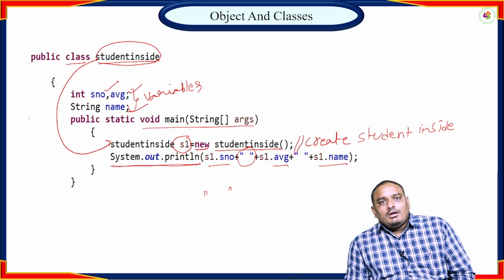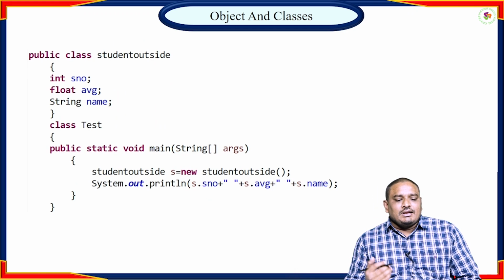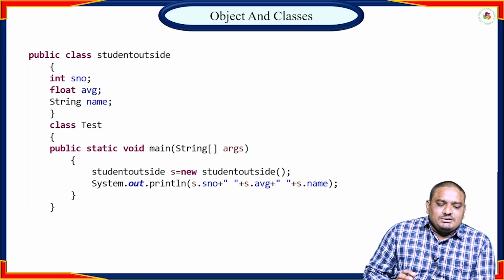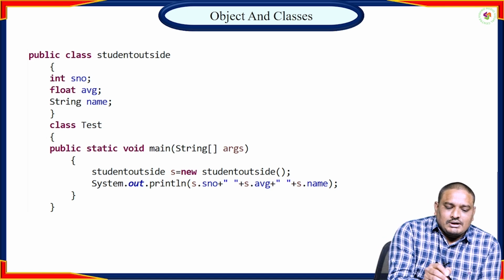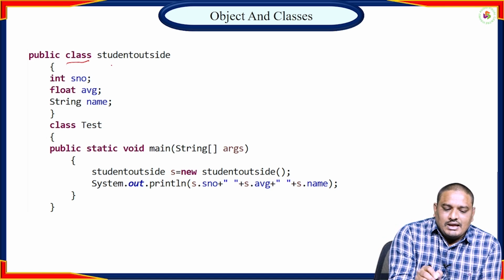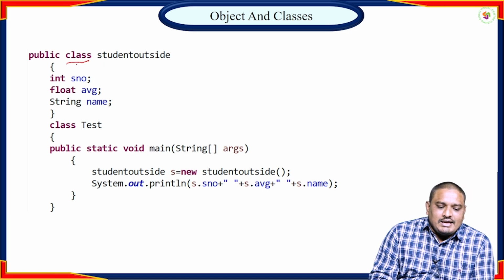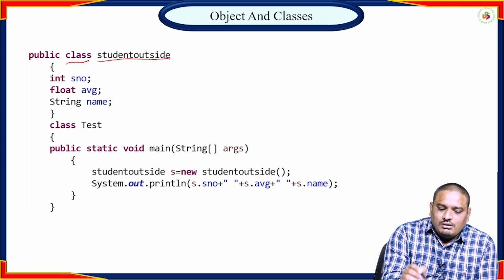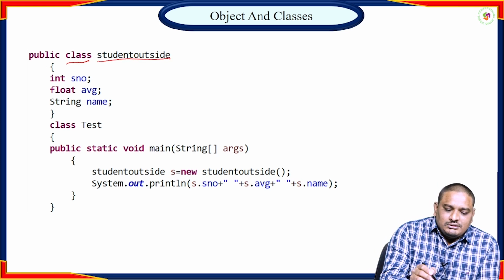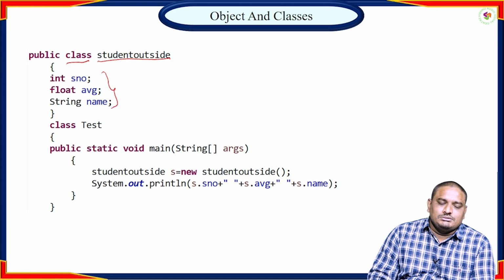Next, how do we declare variables outside the class? Let us see this example. We are creating the class by using the class keyword. This one is the class name. In that class we are declaring three variables.